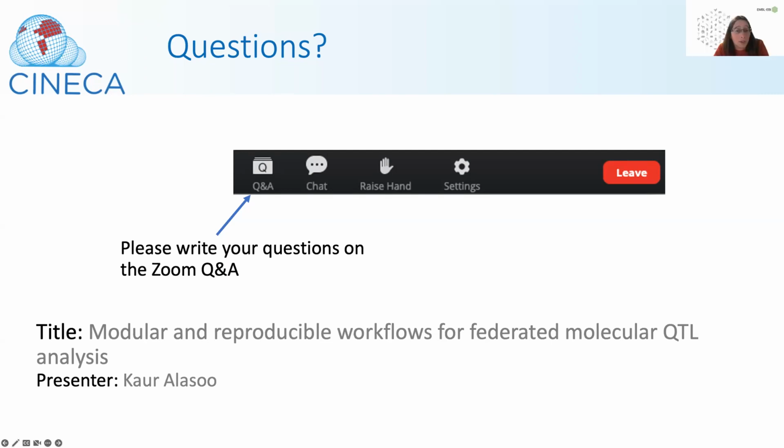Okay. The next question starts with, thank you for a great talk. How would your workflows perform on non-European data? That's an excellent question. For gene expression quantification, I don't see any issues regardless of which population the data is from. For genotype imputation, we use the 1000 Genomes reference panel, and that means that if there is a genotyping dataset from a population that's not well represented in 1000 Genomes, then the workflow, at least in the default setting, would not work very well.